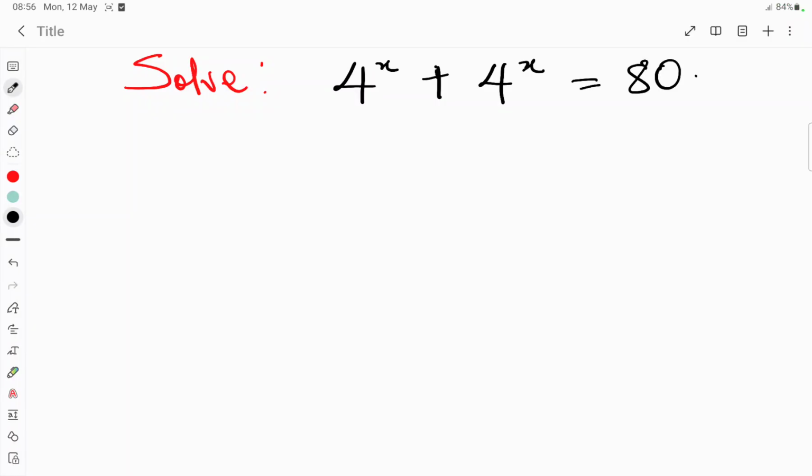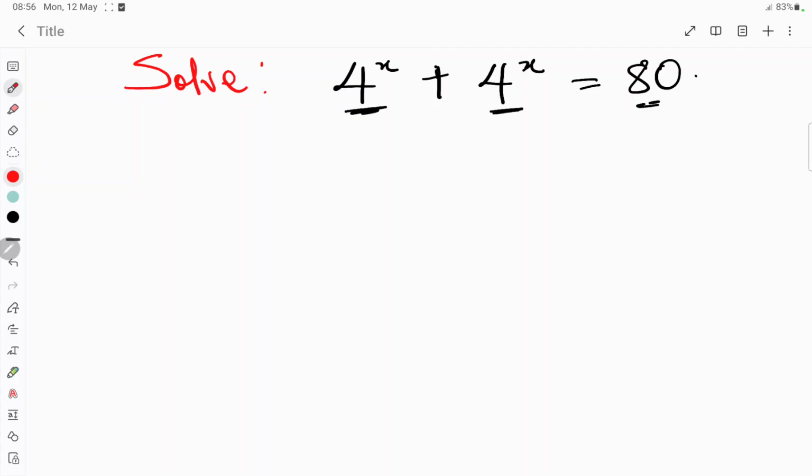In this tutorial, we are going to solve this Maths Olympiad problem to find the value of x. This is typically an exponential equation. We are trying to solve 4 to the power of x plus 4 to the power of x is 80. We are trying to find the value of x that will satisfy both the left and the right hand side.